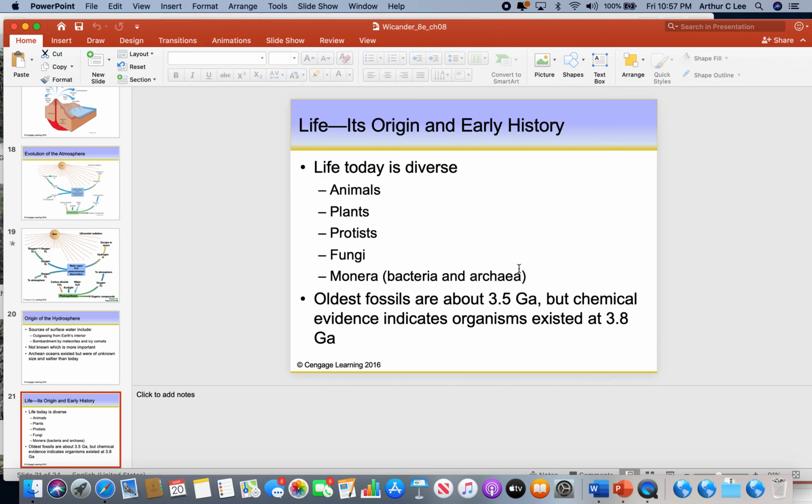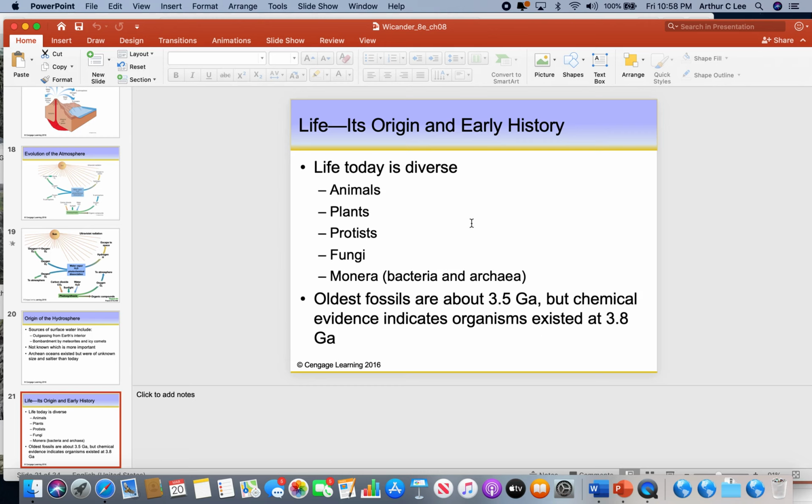What's the oldest evidence of life on our planet? Well, it comes from 3.5 billion years ago, which can also be written like this, capital G, small a. But some people think that life might have existed on the planet as far back as 3.8 billion years ago.